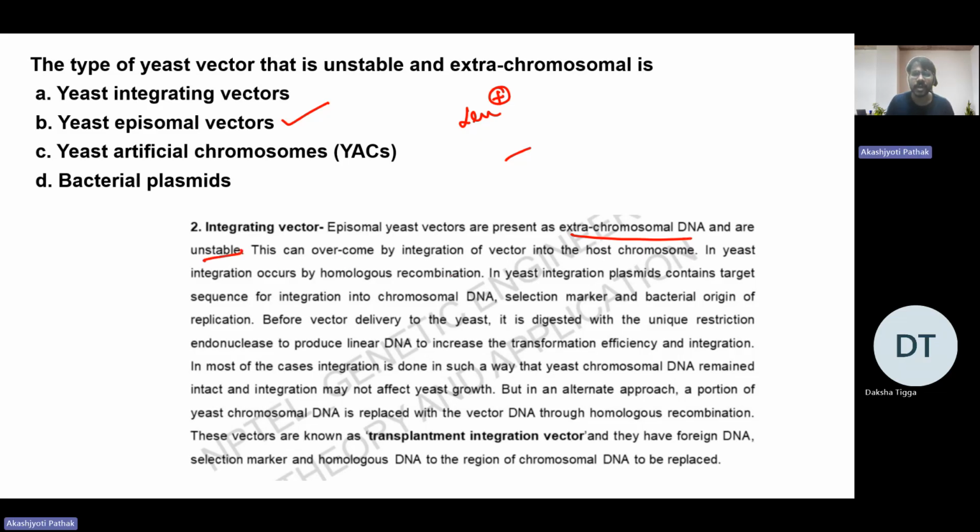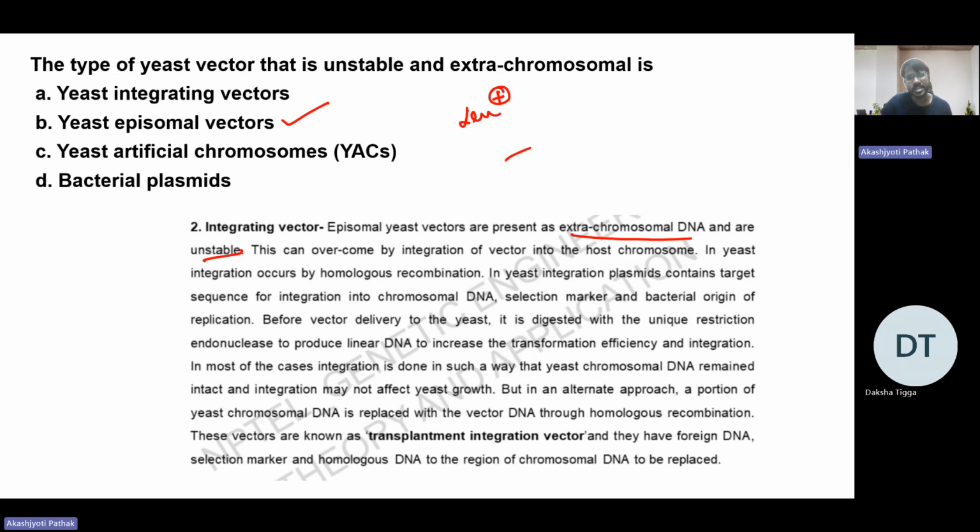This can be overcome by integration of the vector into the host chromosome. The yeast host chromosome that you have lacks the leucine biosynthesis gene, or it is mutated. So in yeast, integration occurs by homologous recombination. In yeast integration, the plasmid contains a target sequence for integration into chromosomal DNA, a selectable marker, and a bacterial origin of replication.